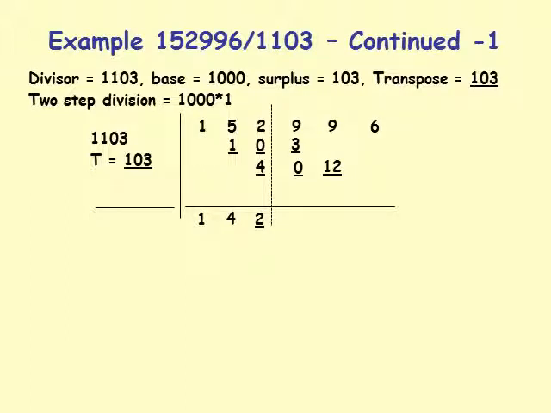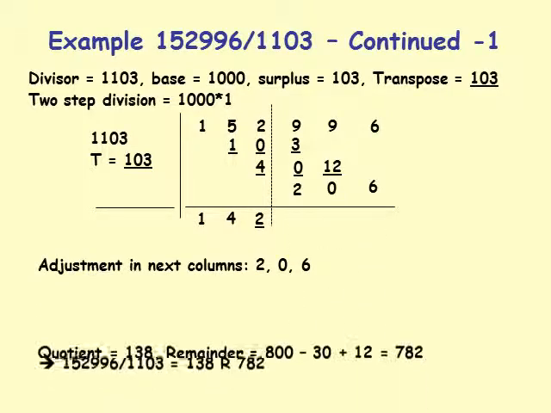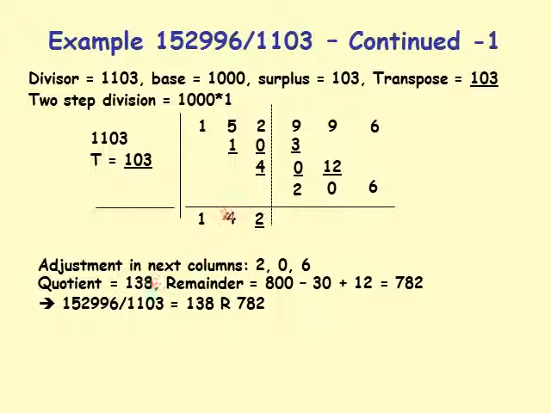Adjustments for negative 2 would be 2, 0, 6. Let's continue. That's 2, 0 and 6, and that's 2, 0, 6. Quotient is 140 minus 2, 138. Remainder is 800 minus 30 plus 12, which is 782. Okay, remainder is 782. Let's continue.